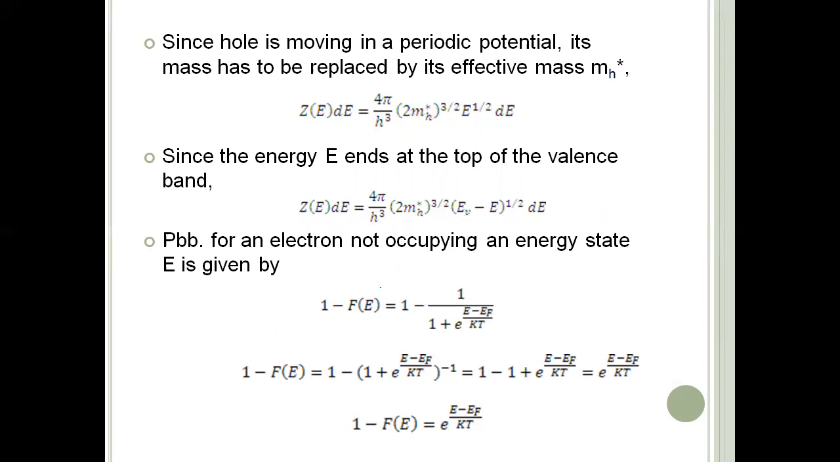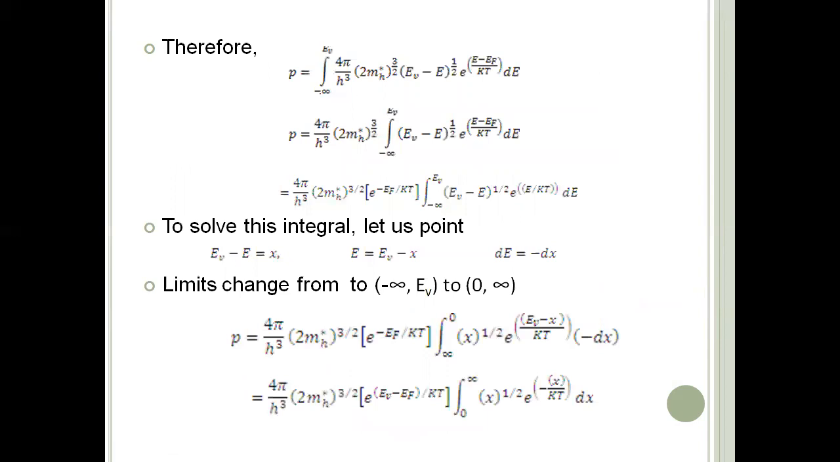So the probability function 1 − f(E) is equal to this one. Again, taking (1 + x)^(−1), we can write it as the series 1 − x + x² − x³. Now in that series, we can write it as 1 + x, where x is e^((E − Ef)/kT). The 1 cancels, and you are left with exp((E − Ef)/kT). Now we had two expressions, the density of states and the probability function. Substituting them in the final expression, you'll get this.